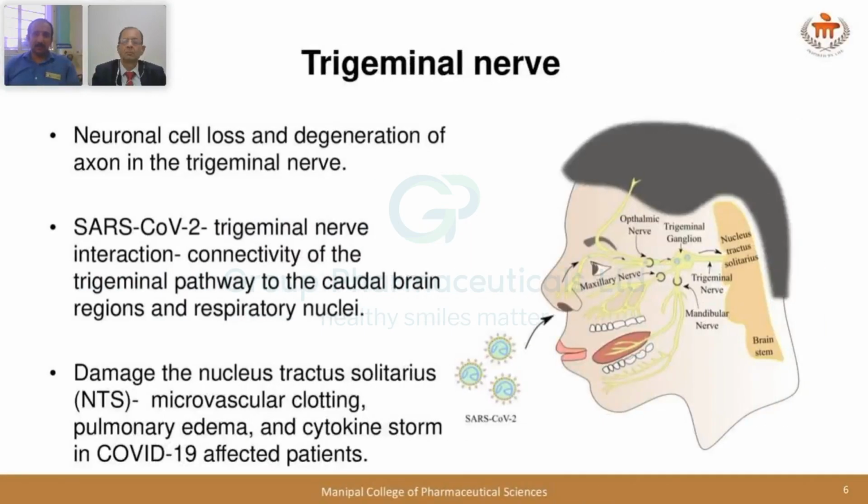Coming to the third route, that is the trigeminal nerve. The trigeminal nerve is one of the interesting pathways which has three divisions, that is the maxillary nerve, ophthalmic nerve, and the mandibular nerve, which join together in the trigeminal ganglion. And the SARS-CoV-2 gains entry through these nerves and enters into the trigeminal ganglion.